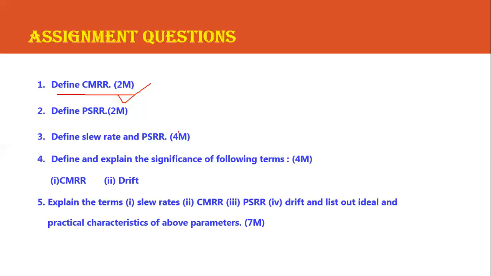Define slew rate and PSRR. Here it is asked for both. For slew rate we have to write the definition and formula. Similarly for PSRR, as we mentioned in the second question, we have to mention the definition as well as the ideal and typical values. If you don't remember the practical value, just mention the ideal value, it is sufficient. You can gain 2 marks for slew rate and 2 marks for PSRR.